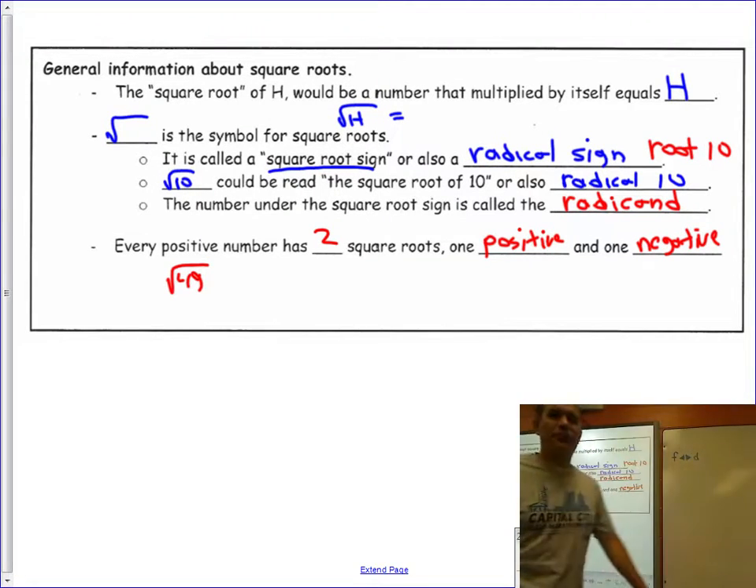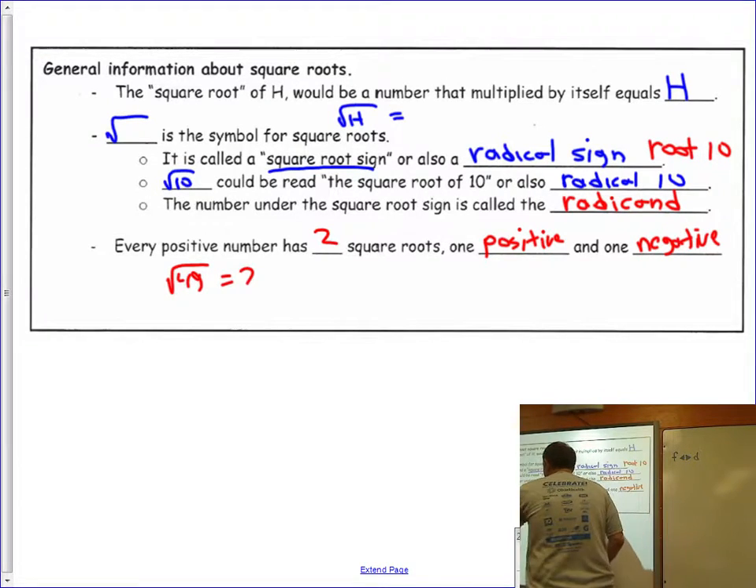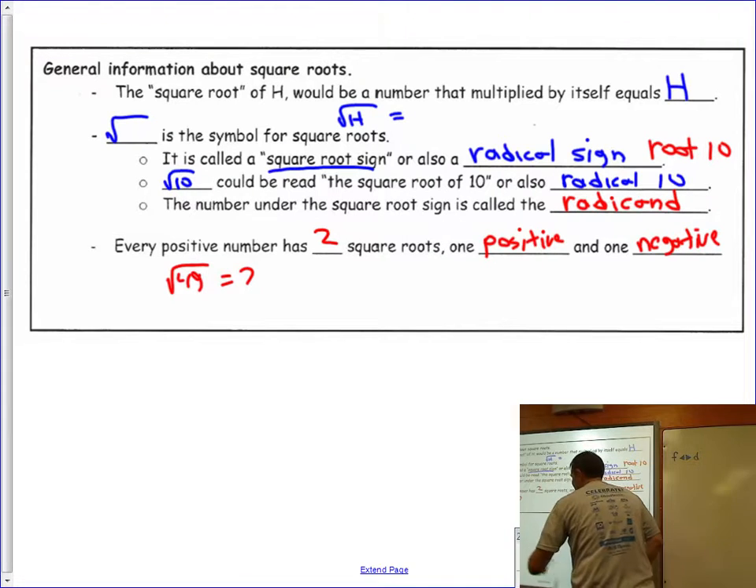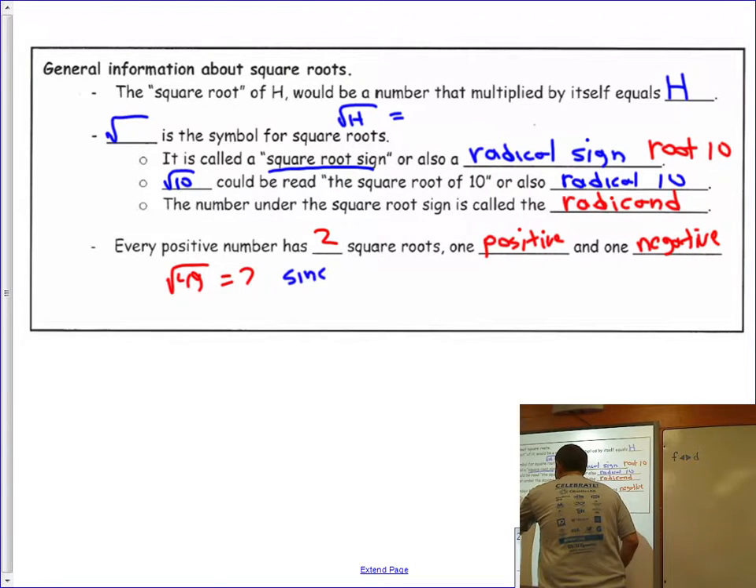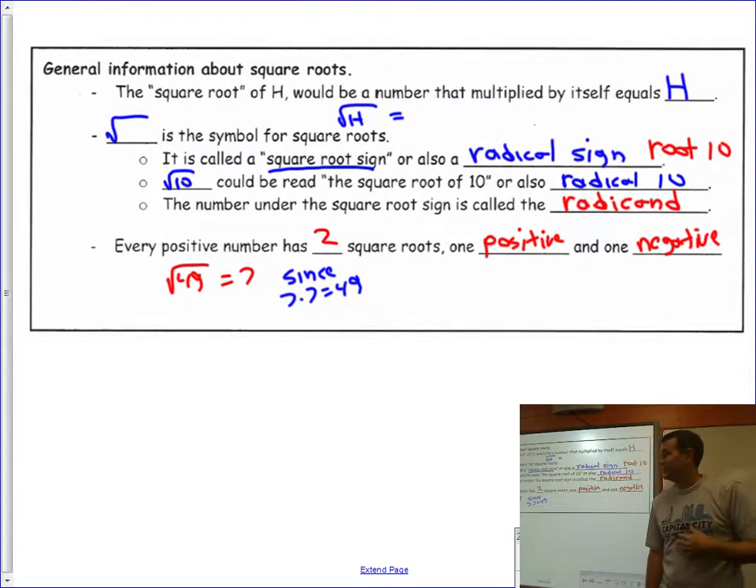We'll go back to the square root of 49. What's the square root of 49? Well, we all know it's 7, right? Why is it 7? Well, the square root of 49 is 7, since 7 times 7 is 49.